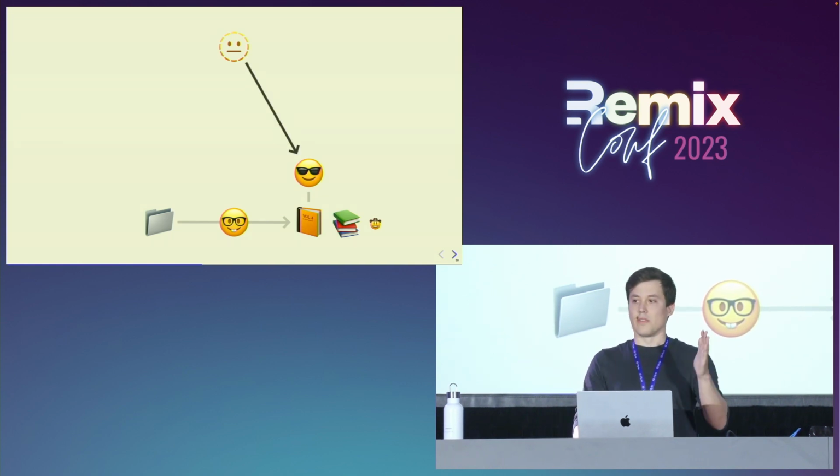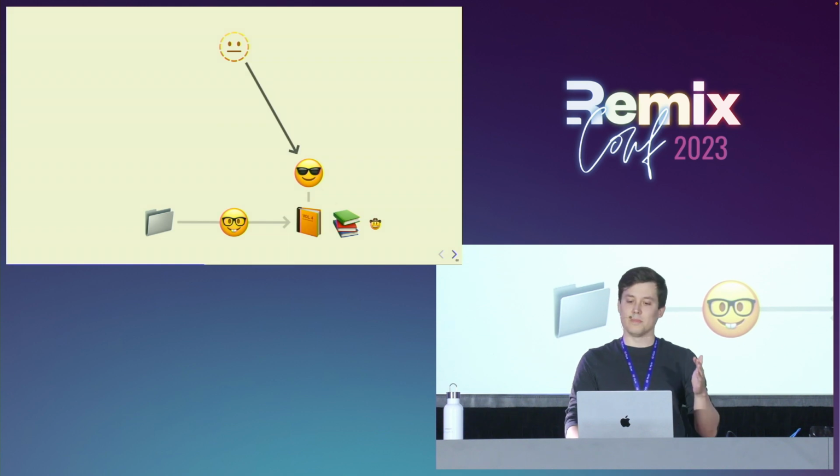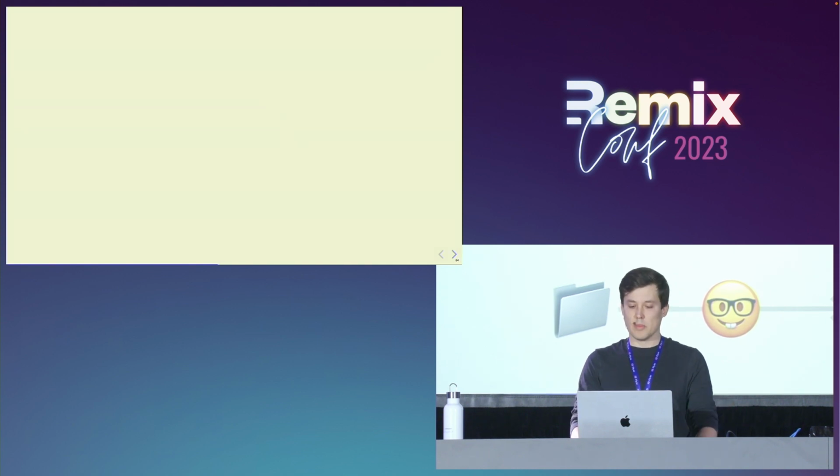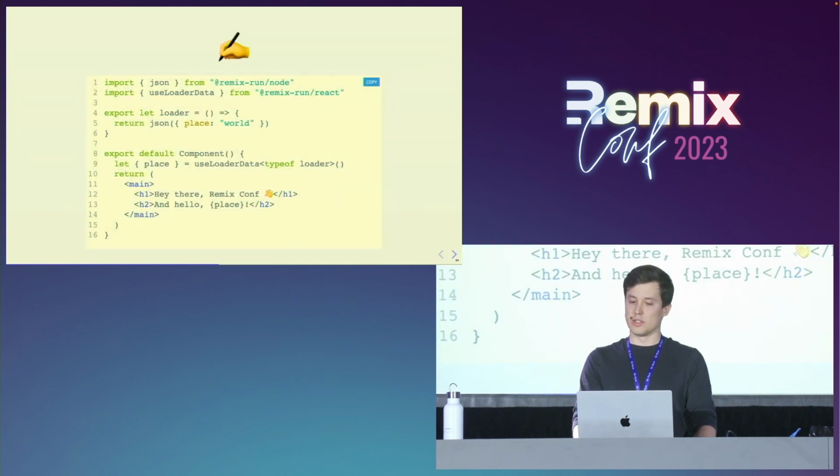And now the browser asks the server for things. It doesn't grab the files directly. It asks the server. So the server can bring up those assets and might compute some data and send it up. So now you've also got your loaders running. So in this case, we're just passing place world. And great, that works. But what happens when you make changes to this?